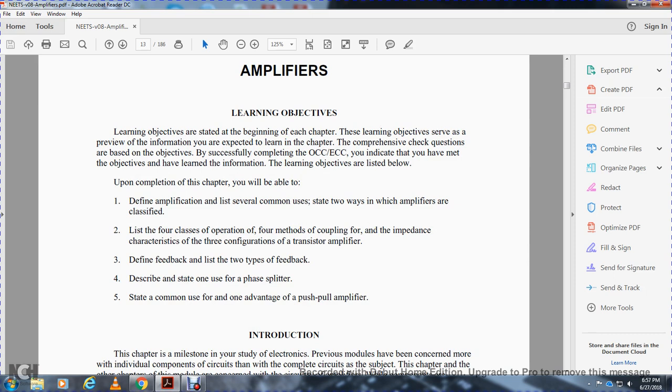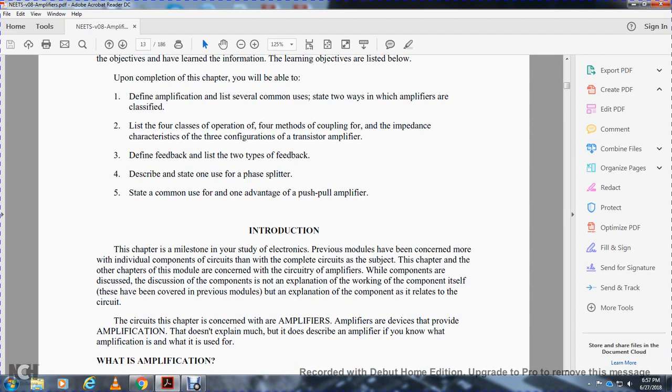Upon completion of this chapter, you will be able to define amplification, list several common uses, and describe how amplifiers are classified. List 4 classes of operation, 4 methods of coupling, 4 impedance characteristics, and 3 configurations of transistor amplifiers. Define feedback, list 2 types of feedback, describe and state 1 use of a phase splitter, and state a common use and 1 advantage of push-pull amplifiers.